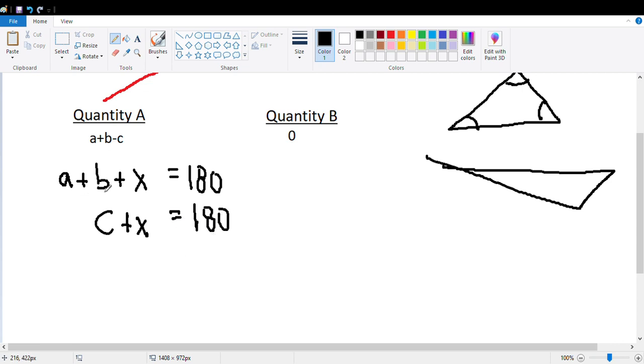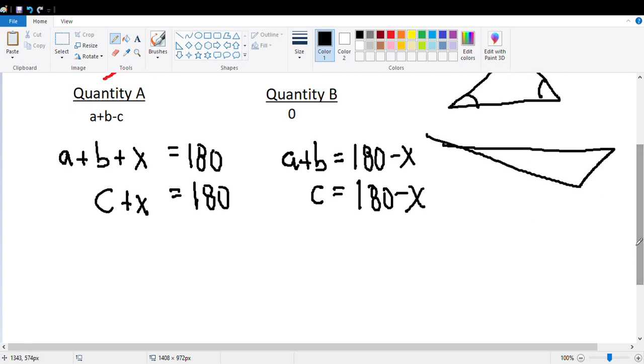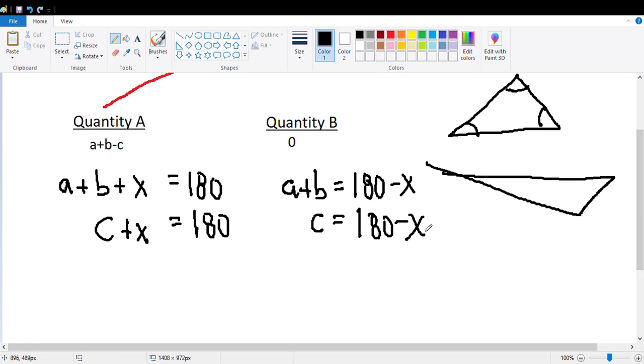Alright, so working on the first equation, if I subtract X on both sides, I get A plus B equals 180 minus X. And on the second equation, if I isolate C, I get C equals 180 minus X. Notice we haven't given any value to the actual angles themselves. We've just worked with two rules: that the sum of the interior angles is 180 and that the angle of a straight line is 180. And look what we have. A plus B is 180 minus X, but that's exactly what C is. C is also 180 minus X.